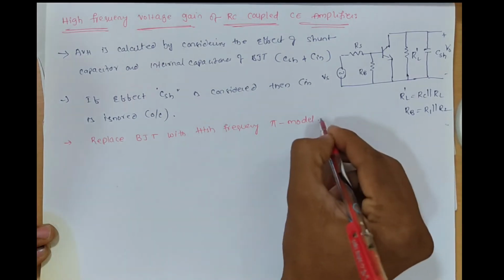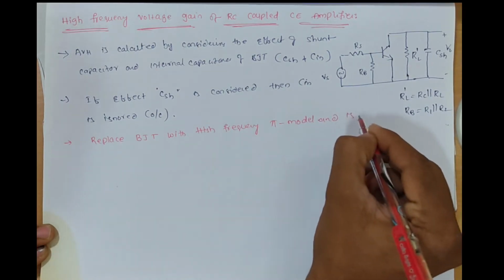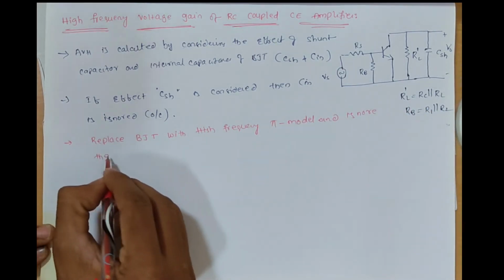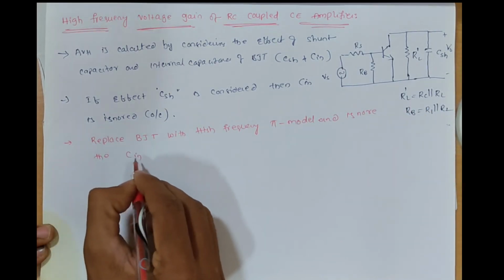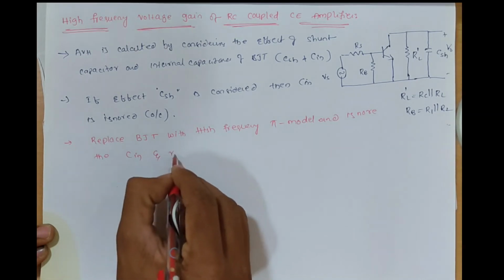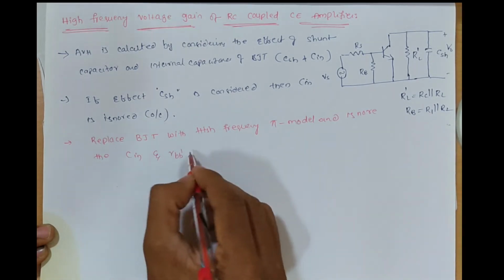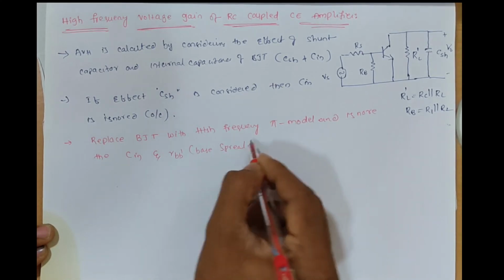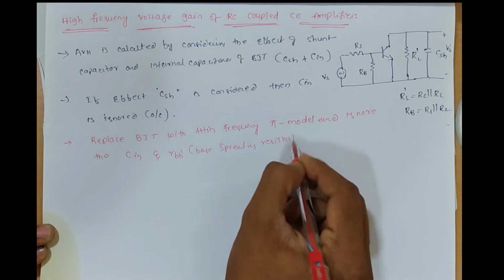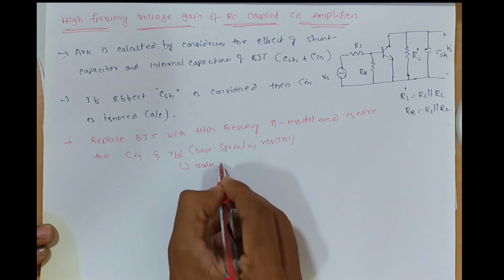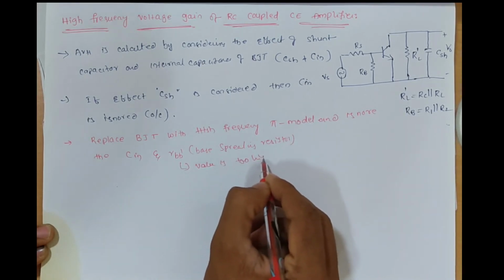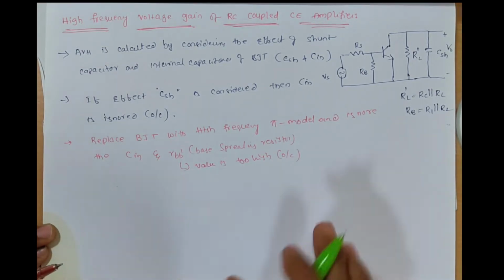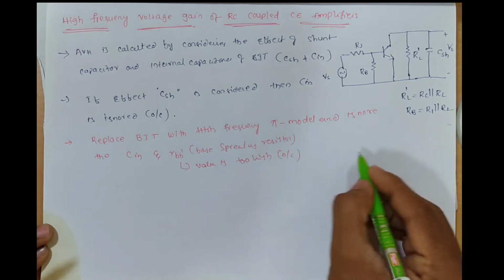Then ignore C in and RBB dash, which is the base spreading resistance. This value is too high, so we are considering it as open circuited. Then we can draw the equivalent circuit like this.